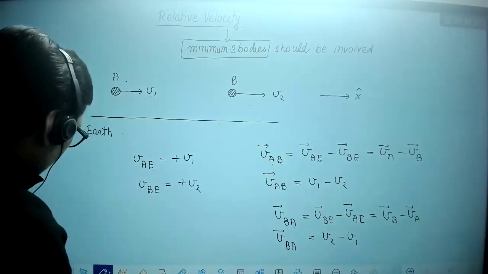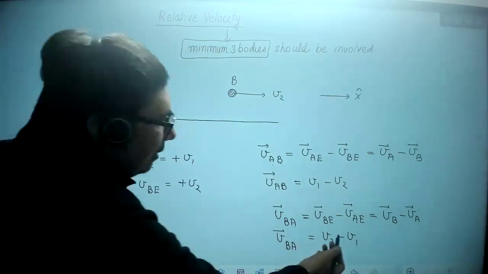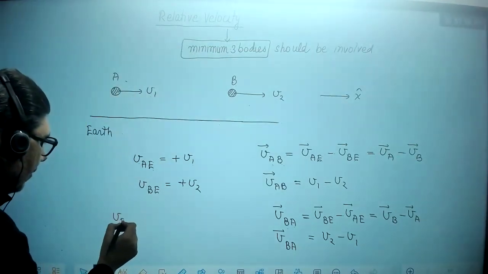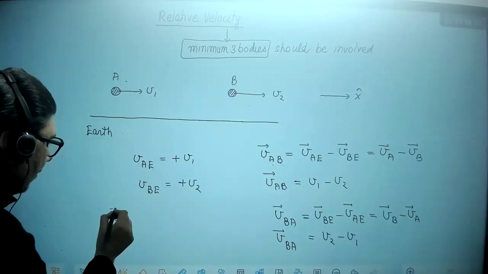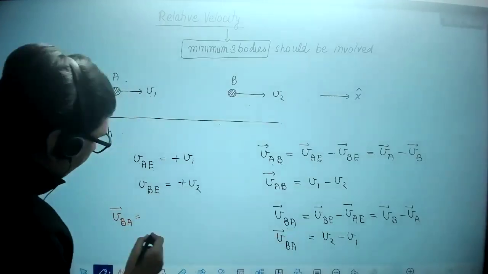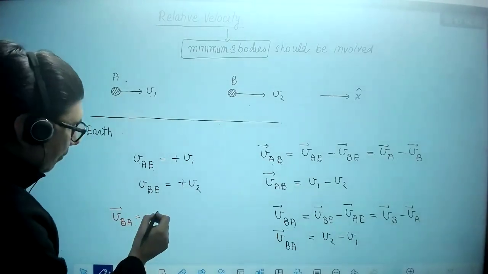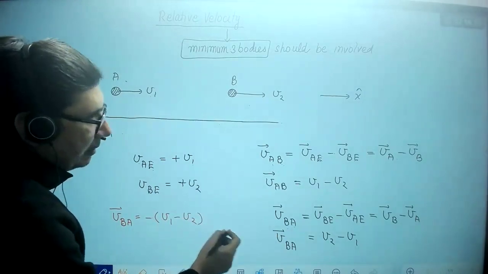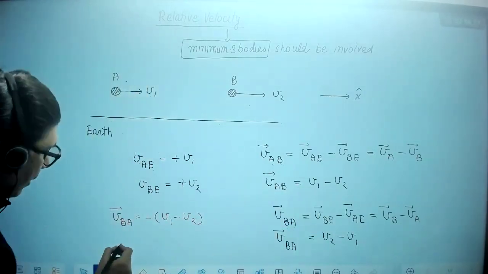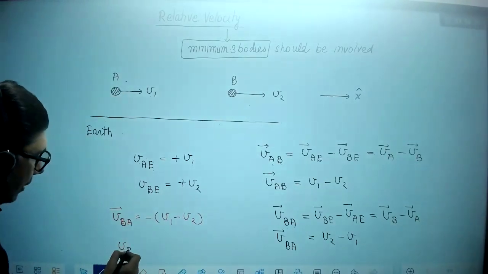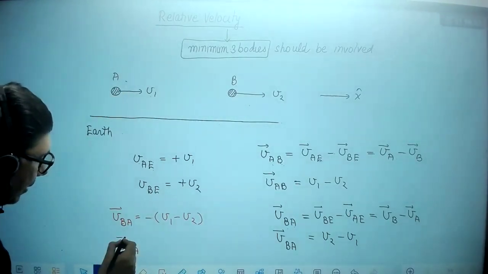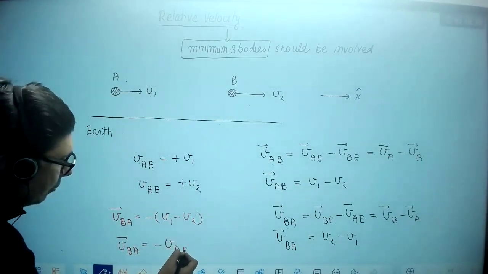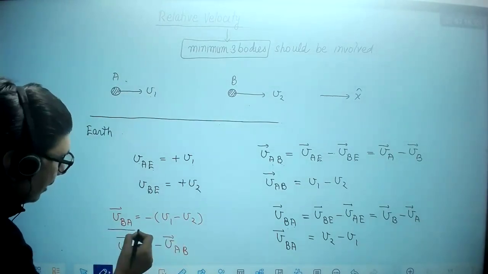Okay? Velocity of B with respect to A. Second thing is, if you take minus common from here, then what will be VBA? If I take minus common, this will be minus of V1 minus V2. And what is this V1 minus V2? That is VAB. So velocity of B with respect to A is equal to the velocity of A with respect to B with a minus sign. So this is another correlation.